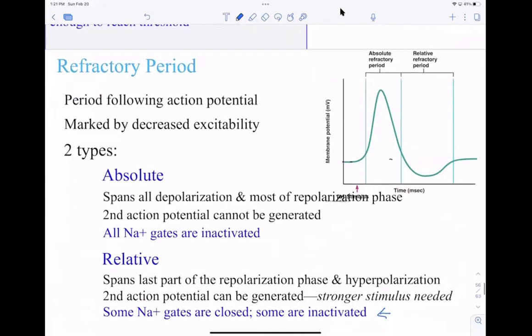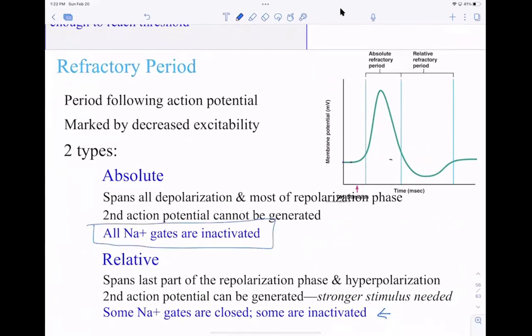The last thing is this refractory period. And this has to do with those gates on the voltage-gated sodium channels. So absolute refractory period, all of the sodium gates are inactivated or closed. And therefore, sodium cannot get in through those voltage-gated sodium channels. So there will be no second depolarization during that period.